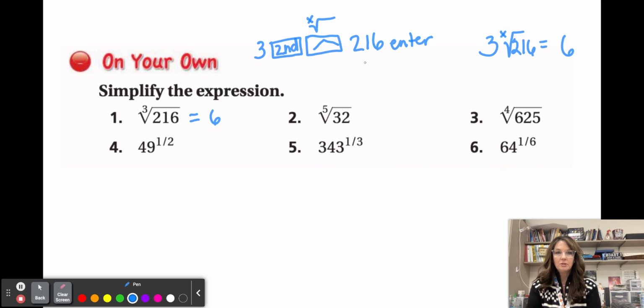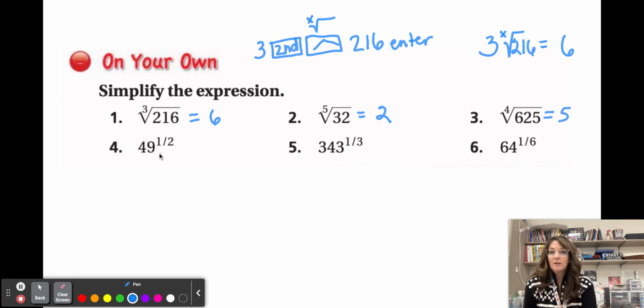All right. So if we want to try number 2, doing the 5th root of 32. Okay, 5th root of 32. The answer is 2. 2 to the 5th power equals 32. All right, so 5, second, caret, 32, enter, and you get 2. All right, 4th root of 625. Go ahead and put that in your calculator. You should have gotten 5.